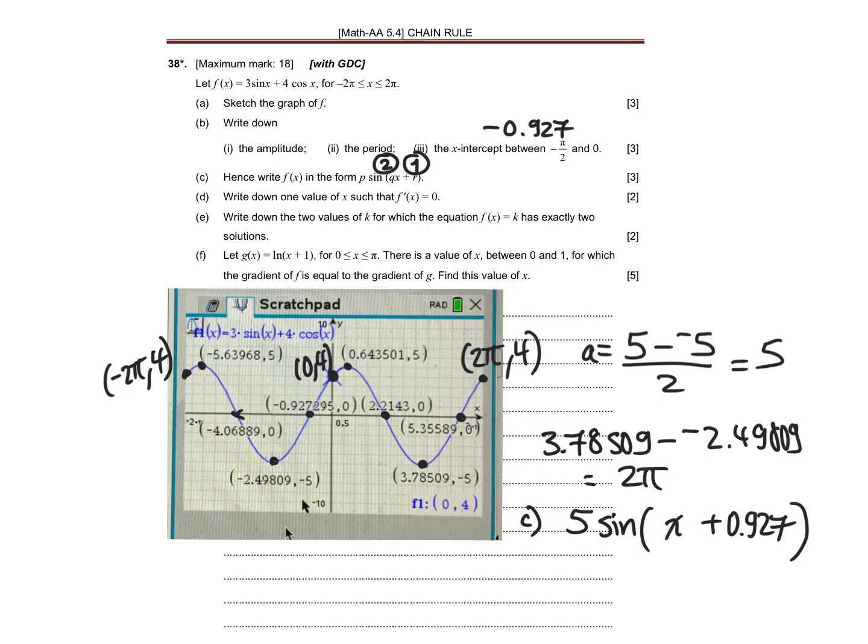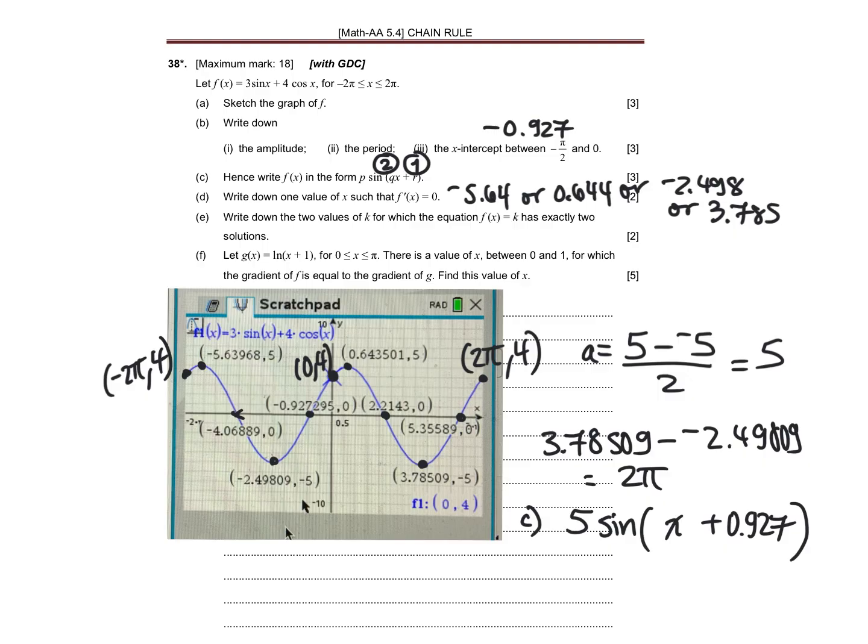And write down one value of x such that the derivative is 0. So we want a horizontal tangent. So you can pick any of the max or the mins. So this could be negative 5.64 or 0.644 or negative 2.498 or 3.785. So that's all D.